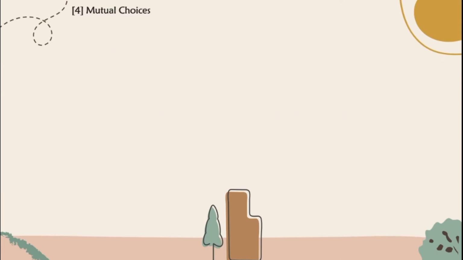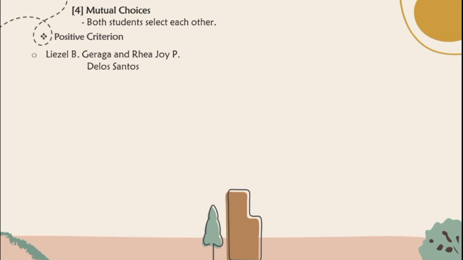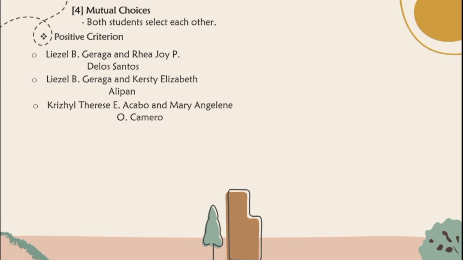Mutual choices. This consists of pairs of children who choose each other. Positive criterion: Lizelle B. Hiraga and Rhea Joy P. De Los Santos. Lizelle B. Hiraga and Kirsty Elizabeth Alipan. Crizel Teres E. Acabo and Mary Angeline O. Camero. Ariza Farah M. Arances and Kirsty Elizabeth Alipan.